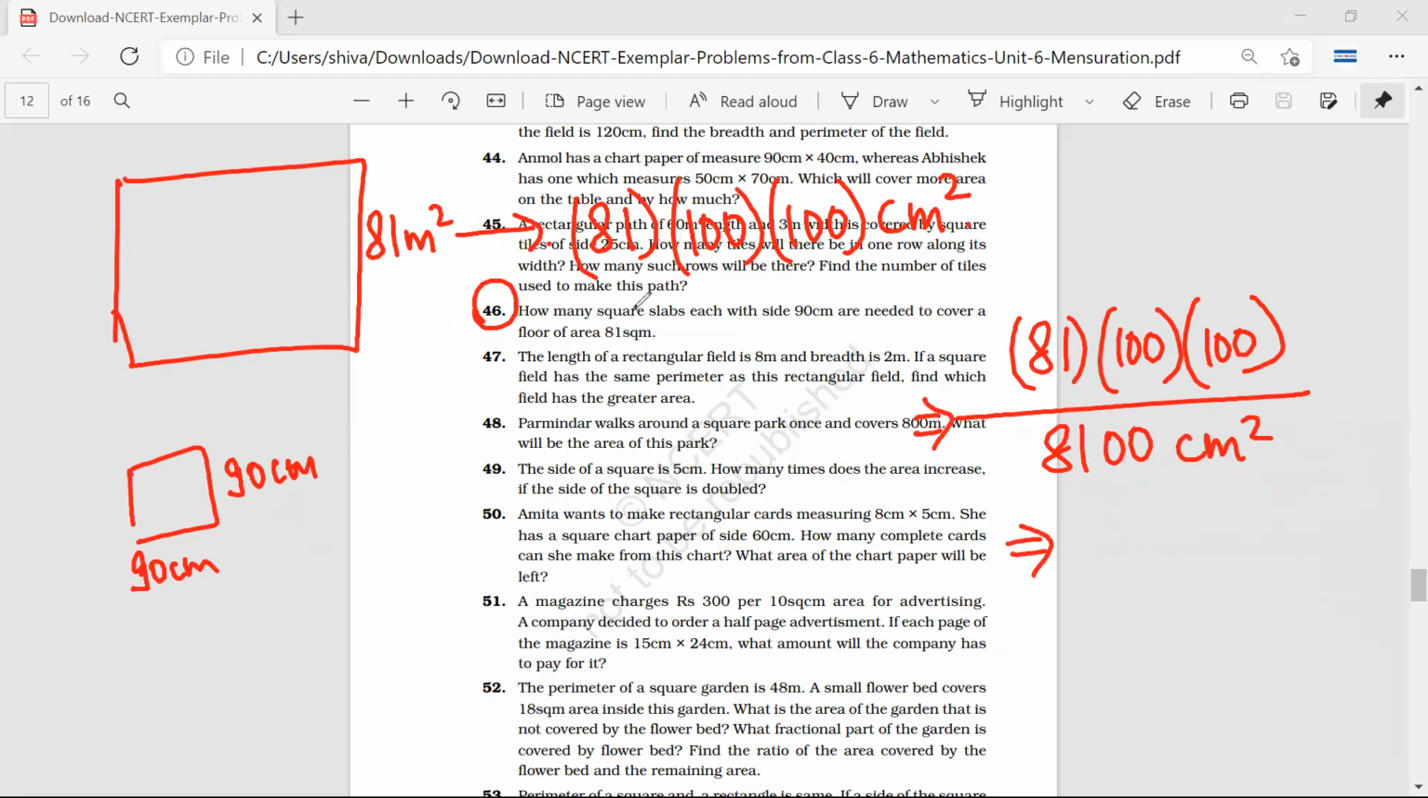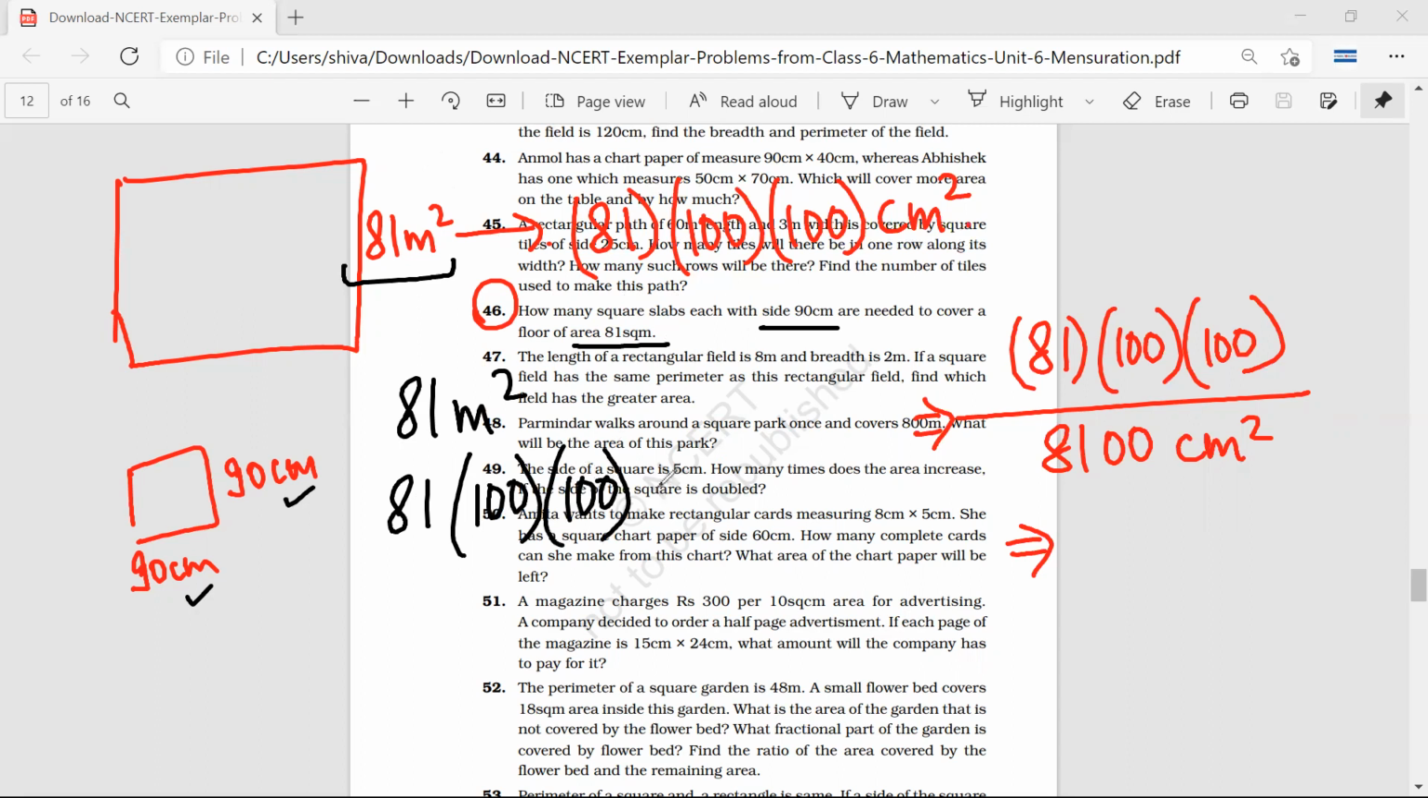Okay. So my tile is 90 centimeter by 90 centimeter. The floor area is 81 meter square. So what I have done is I have converted the meter square into centimeter square. And the easiest way of converting the meter square into centimeter square is, for example, I have 81 meter square. I will write this as 100 into 100 centimeter square. Sarthak, is there a problem?